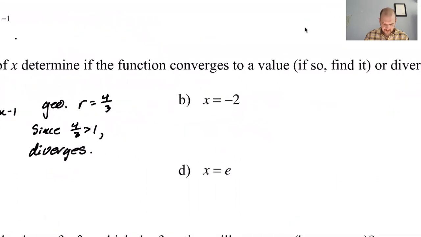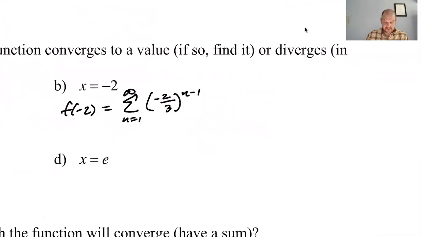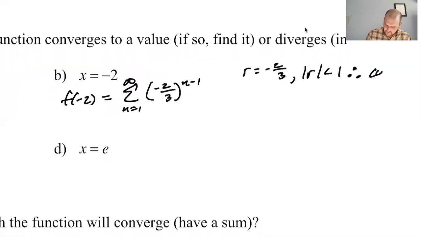So f of -2 is going to be the sum from 1 to infinity of -2/3 to the n minus 1. All right, they're all going to be geometric. This one's geometric, and so r is -2/3. The absolute value of r is less than 1. Therefore, this converges. Okay, so what does it converge to?